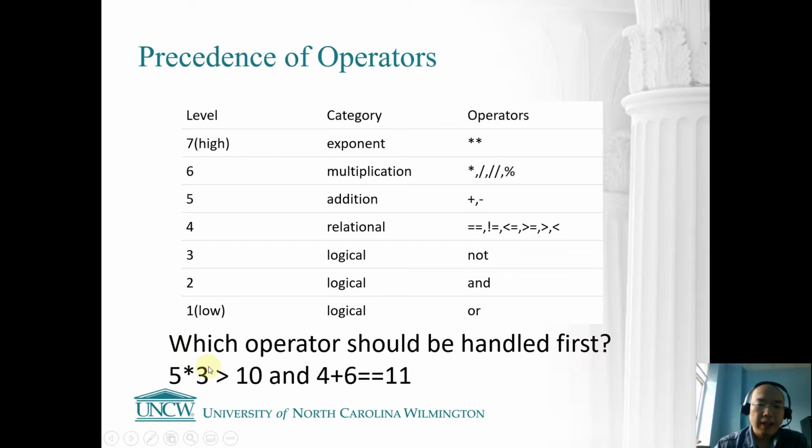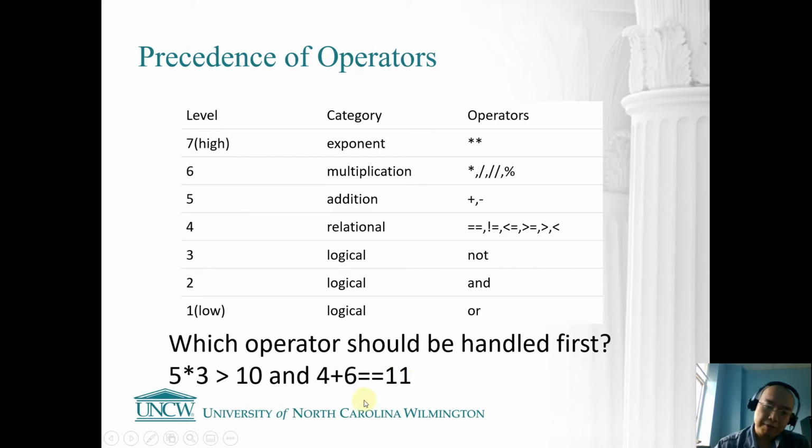That's the first step. After handling this 15, which is the next operator? The next operator is the addition. So 4 plus 6 will be 10. After we handle the multiplication and the addition, what's next? The next is the relational or comparison operators, greater than and equals. So 15 greater than 10 is true, and 10 equals 11 is false.